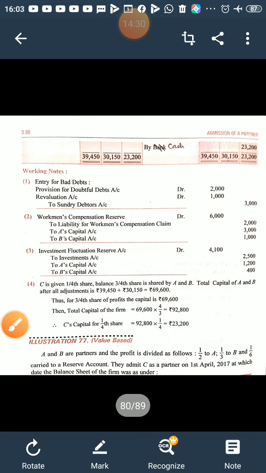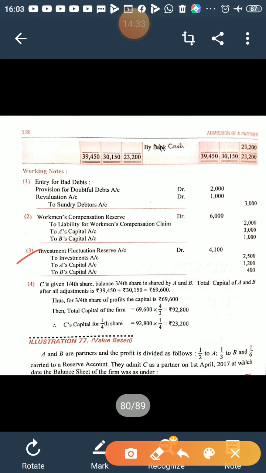So the journal entry is investment fluctuation reserve account 4,100, investment is decreased by 2,500, and the remaining 1,600 will be shared by A and B, that is the old partners in their old ratio 3:1, that is 1,200 and 400.